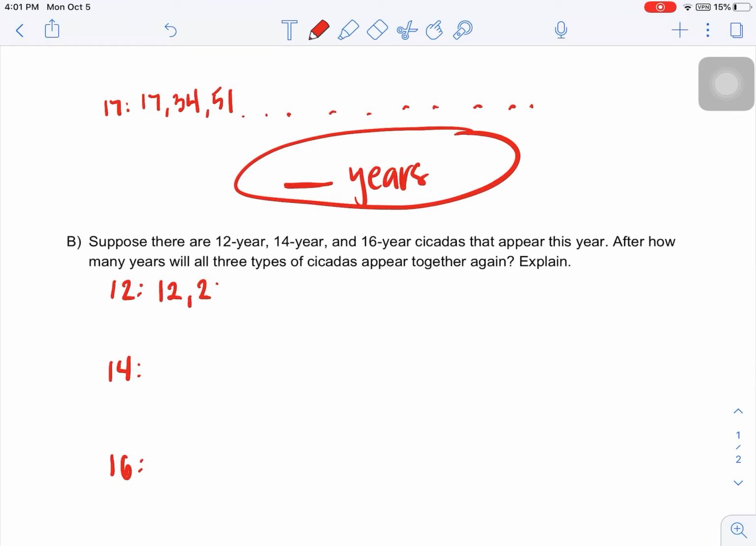All 3 of them, I start listing my multiples here. Counting up by 14s here. My first one I was counting up by 12s. All 3 of them have to have the same number. I can't just have my 12s and 14s have the same number. I have to have all of them.